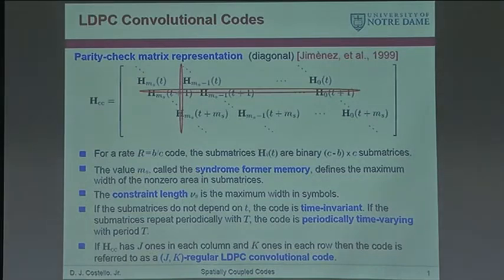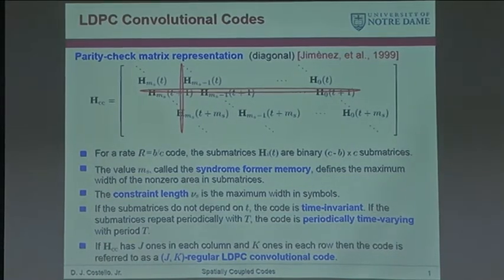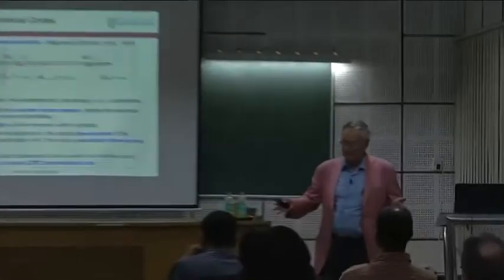With LDPC convolutional codes, just like with block codes, LDPC codes are powerful codes. They're big codes, and as we talked about the other day, when we have convolutional codes, if we want to make it a powerful code, we've got to have a large memory.